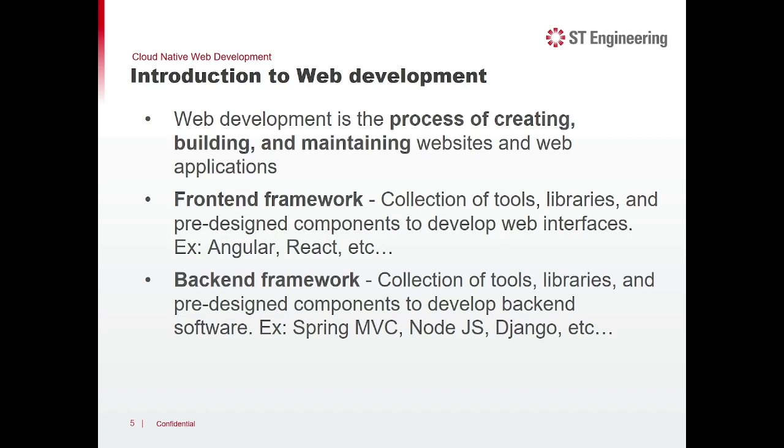Okay, then when it comes to web application development, there are two important elements here. One is the front end, another one is the back end. The front end is a collection of tools, libraries, and predefined components to develop web interfaces. So there is a set of defined technologies and frameworks that you can make use of. Some examples of front-end frameworks could be HTML, CSS, and so on. You must have heard about the latest trends like React, Angular, Vue, then Electron.js. There are plenty of libraries these days.